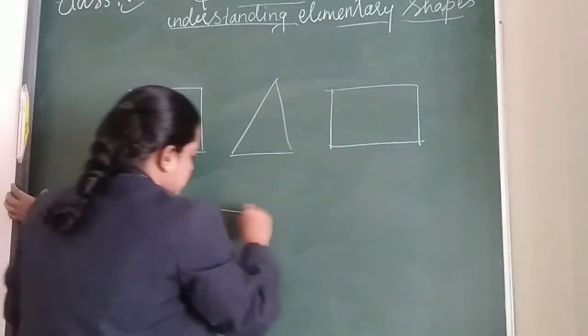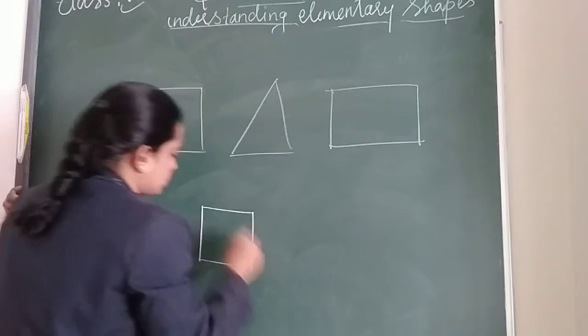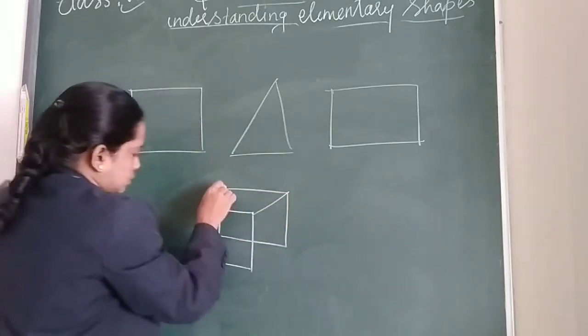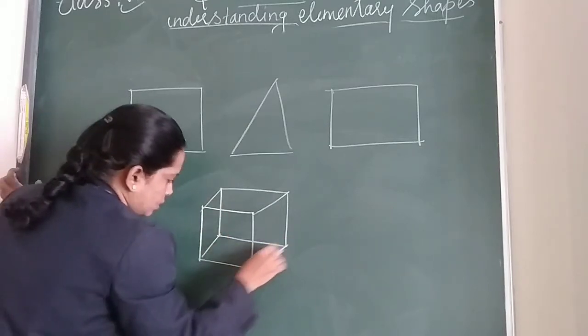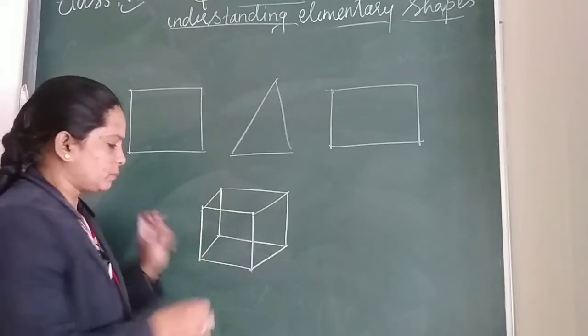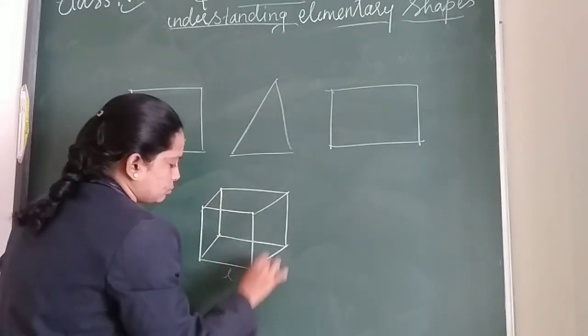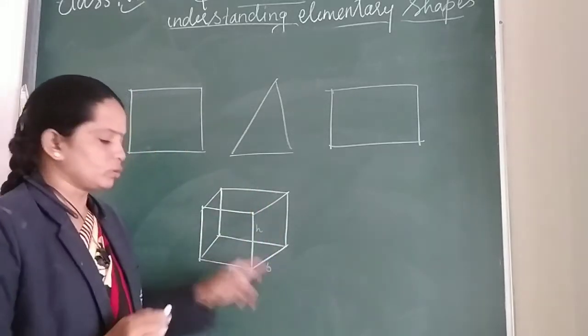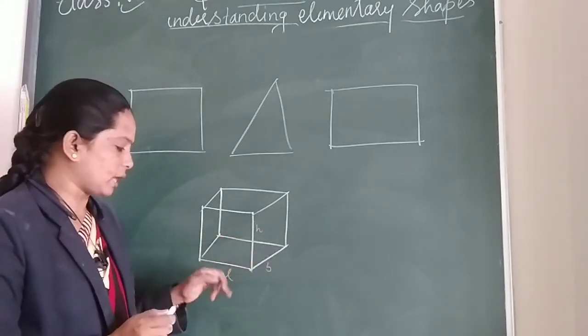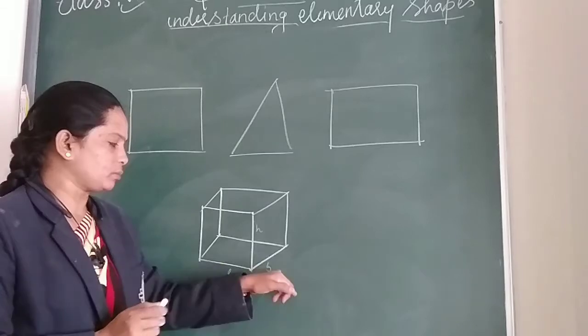The box, we have seen the box. If it is a square box, so here, this is a three-dimensional shape. Here three-dimensional means length, breadth and height. So here length, breadth and height. If we have 2 dimensions, we have to measure length and breadth; here, height as well.